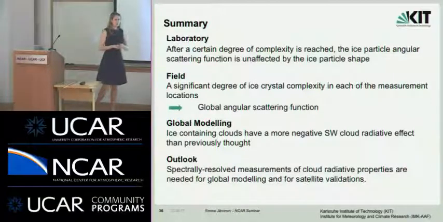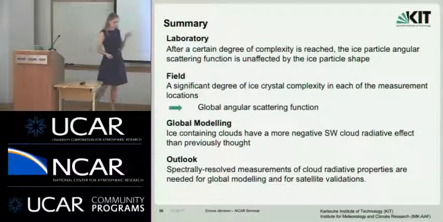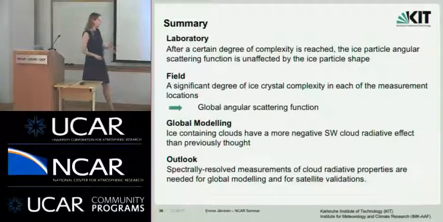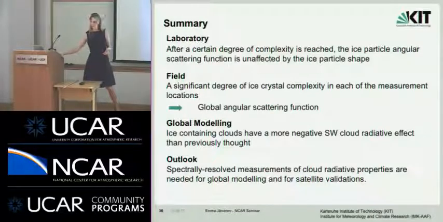And then I also discussed how we can advance our measurements by including, for example, polarization measurements. But one of the biggest problems I see in these results is that we are only measuring with one wavelength, and we have to do some hocus pocus to get parametrization for the global climate models. So what we really need is spectrally resolved measurements of cloud radiative properties to give the right answers to the modeling community. Here I want to thank you for your attention, and here are some questions.